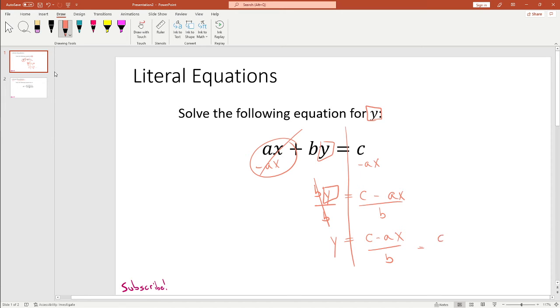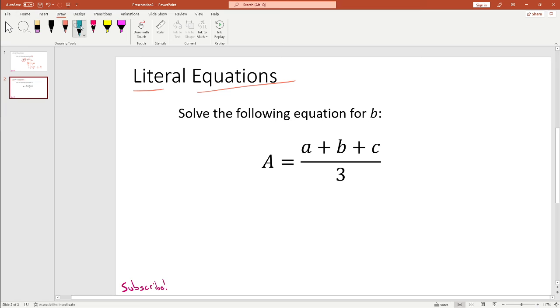You could also split it up, divide each of those terms by b to get this slightly different equation, which is also fine. But y is equal to c minus ax over b, or c over b minus ax over b. Let's try something like this.